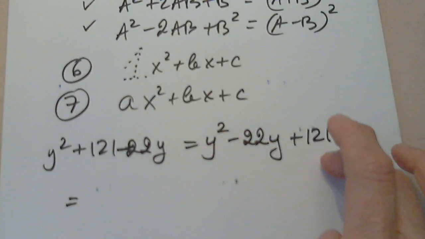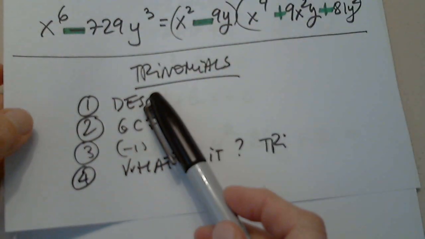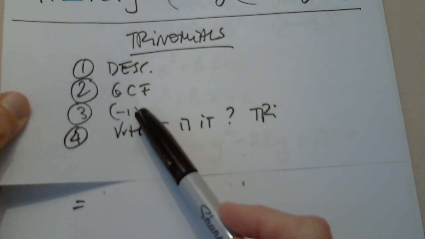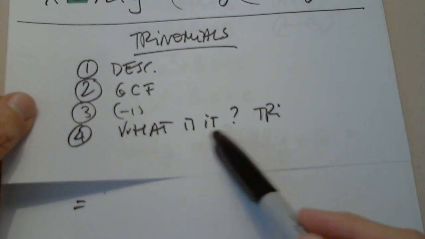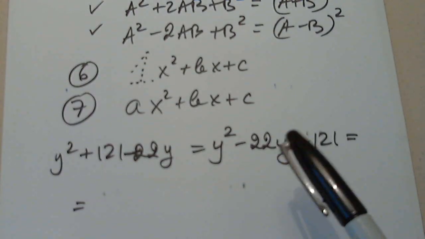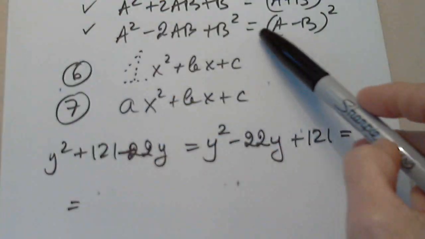Do all these 3 terms have a common factor? No, they don't. Is the leading coefficient negative? No, it isn't. Descending order? Now it is. Greatest common factor? No. Negative 1 as the leading coefficient? No. What is it? It's a trinomial. Good. Now I can only hope for a special product.